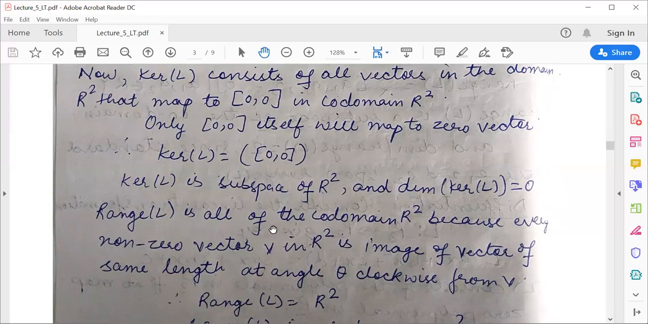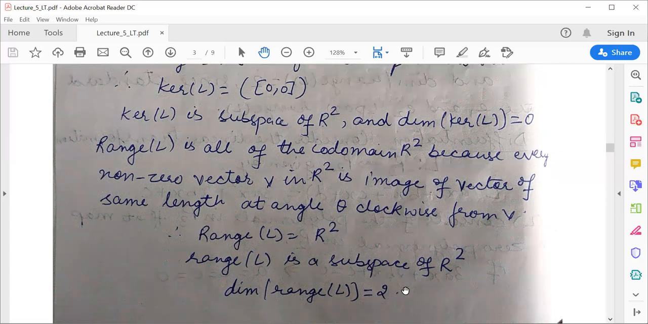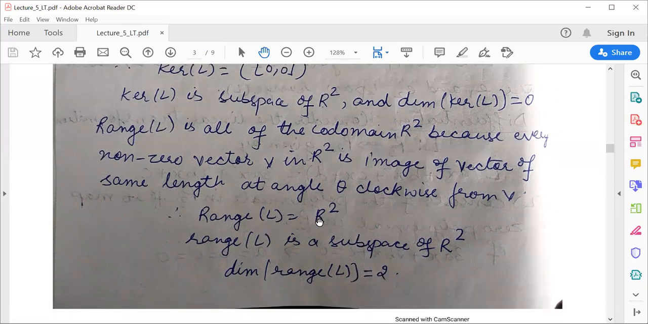Now the range of L is the codomain R square, where every vector in R square will have an image, and obviously it is equal to R square because x and y can take any value from the real numbers. So this is basically a subspace of R square, and the dimension of this will be equal to 2 because the range is nothing but R square and the dimension of R square is 2. What is the basis for R square? If you remember, this is 1, 0 and 0, 1. Sometimes you write it as E1, E2 also.